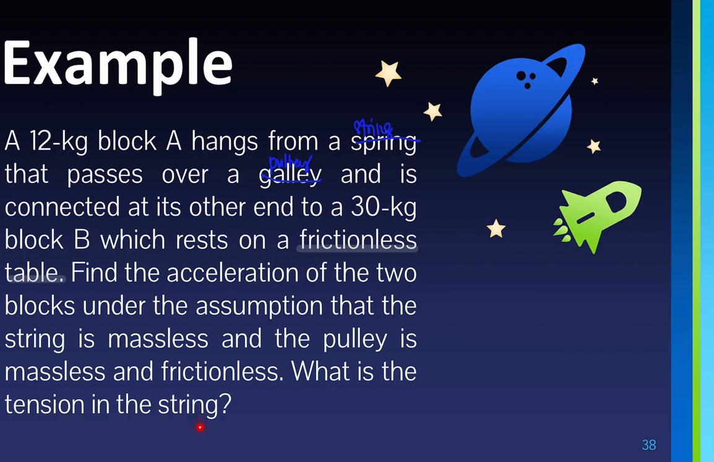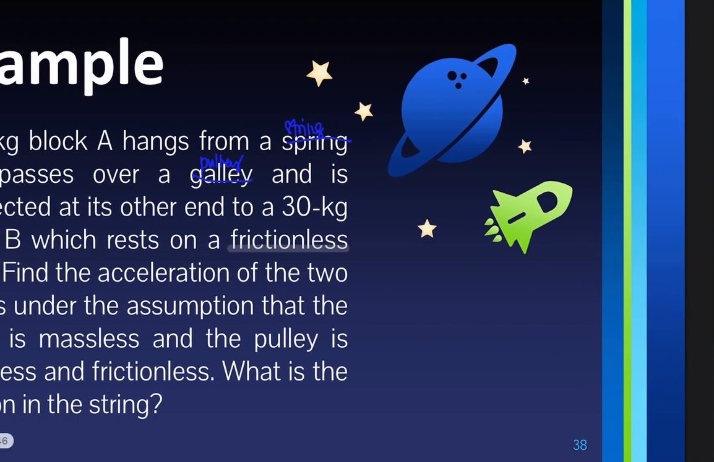So of course, we need to draw an FBD for this problem first. So we have two blocks, block A, which is hanging, and block B, which is resting on the table, and they're connected to each other using a massless, frictionless string. So let's draw first. If this is our table, and then we have a block resting here. That is block B.